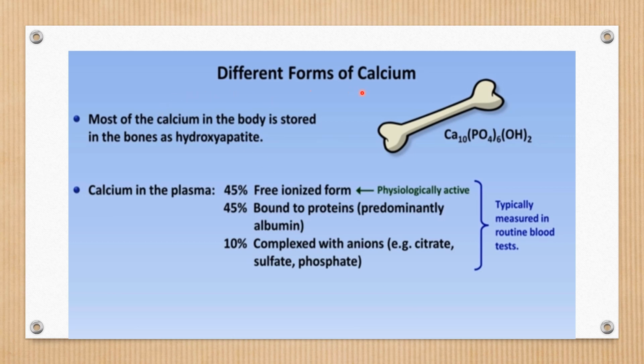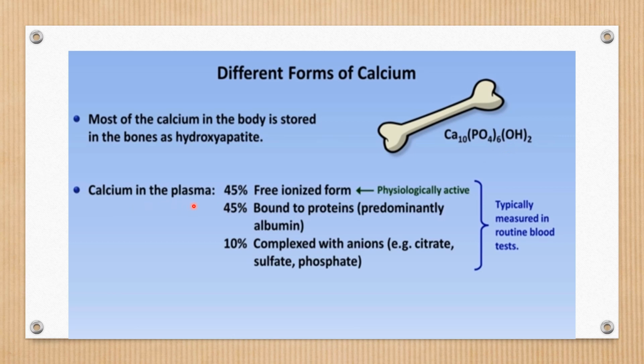Here we start the metabolism. From this slide, metabolism of calcium is started. Different forms of calcium are present in our body. Most of the calcium present in our body is stored in the bones as hydroxyapatite. This is the chemical formula of hydroxyapatite.